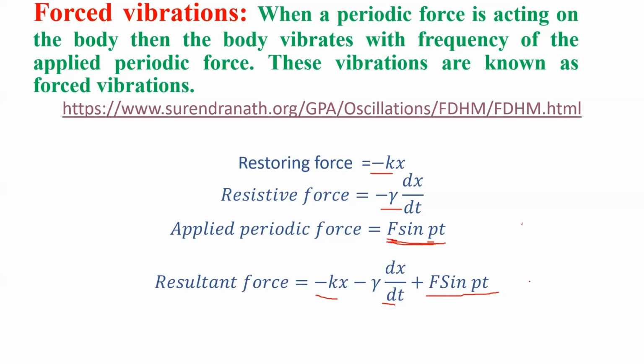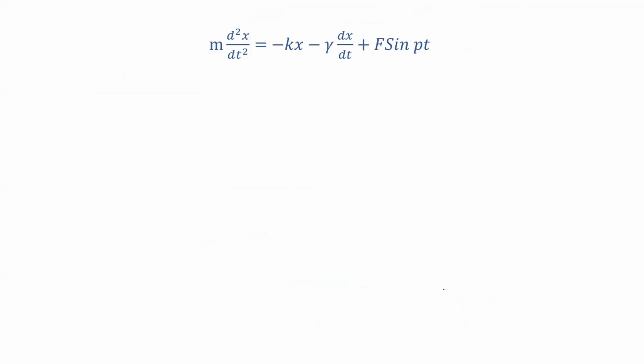But according to Newton's second law, F equal to ma, where a is the acceleration, that can be written as d square x by dt square. Therefore, resultant force F equal to ma, that equals m into d square x by dt square. Now we can equate these two. So m into d square x by dt square equal to minus kx minus gamma into dx by dt plus F sin pt.